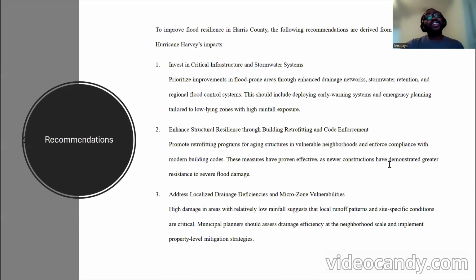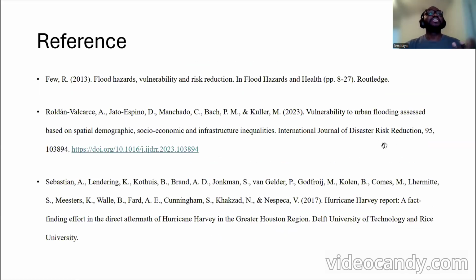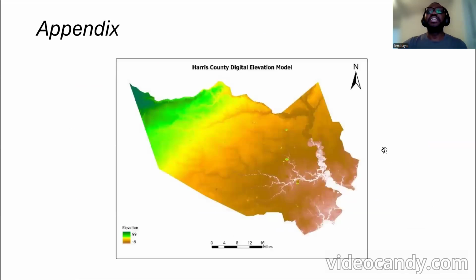resilience strategy. By way of recommendation, we recommend that users of this result should invest in critical infrastructure and stormwater systems. They should enhance structural resilience through building retrofitting and code enforcement, because these measures are proving effective, as newer constructions have demonstrated greater resistance to severe flood damage. And finally, municipal planners or users of these results should assess drainage efficiency at the neighborhood scale and implement property level mitigation strategies. These are the references used in the course of this work, and this is the appendix.